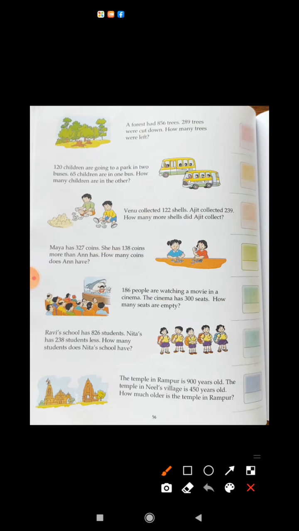Now next, Venu collected 122 shells. Ajit collected 239 shells. How many more shells did Ajit collect? So what will you do? Here you have to subtract 122 from 239. Now subtract: 9 minus 2 is 7, 3 minus 2 is 1, 2 minus 1 is 1.